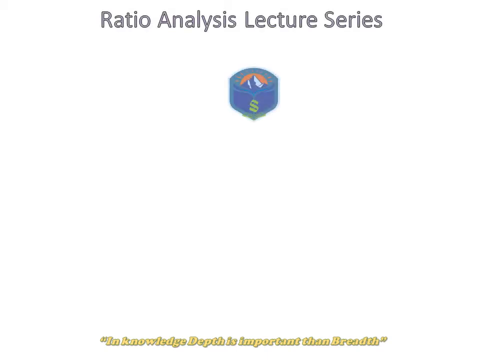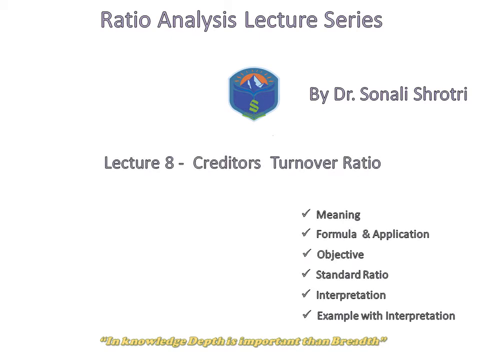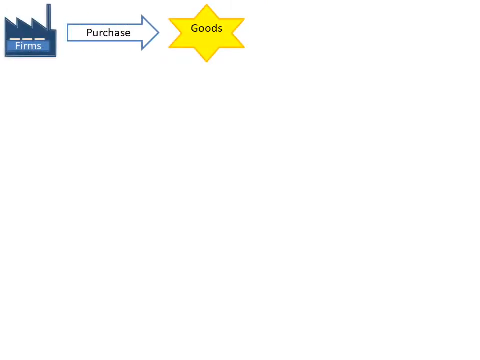Hello friends, today we shall discuss creditors turnover ratio. This is also known as payables turnover ratio. Firms normally purchase the majority of their goods on credit to prevent immediate cash outflow.